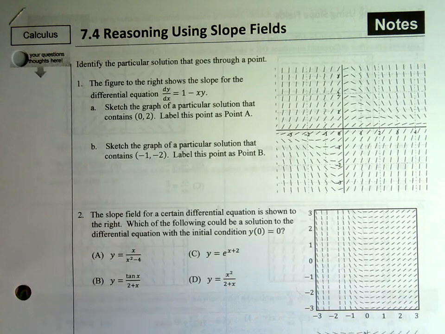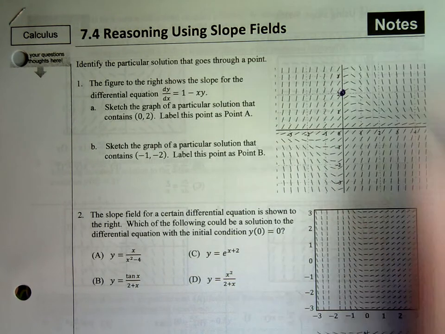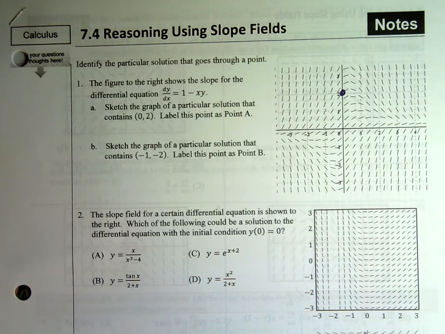Identify the particular solution that goes through a point. The figure at the right shows the slope field for the differential equation 1 minus xy. Sketch the graph of a particular solution that contains the point 0, 2. So all you need to do, and I've seen this question on the AP exam before, is go to 0, 2, put a dot, and then stay within the cattle chutes to see what the graph would actually look like.